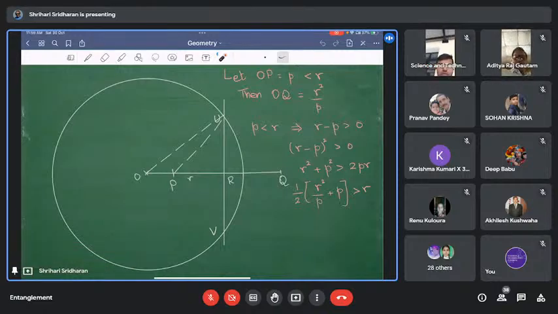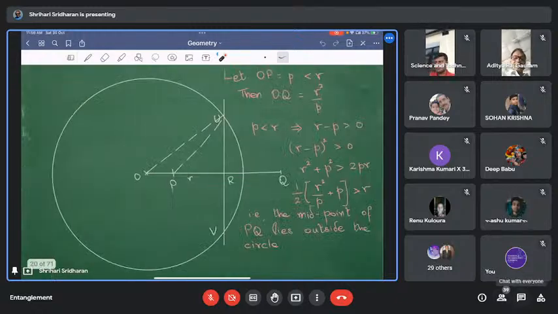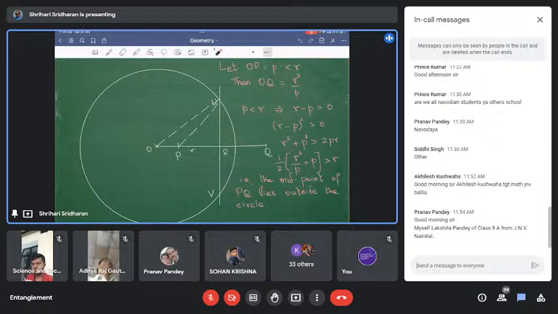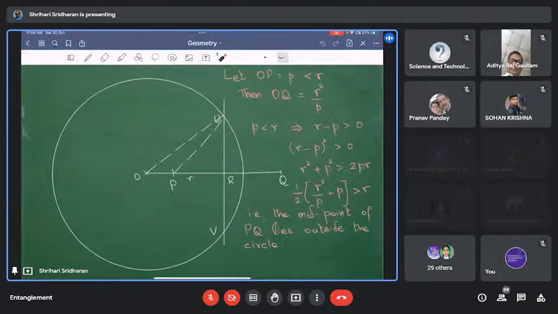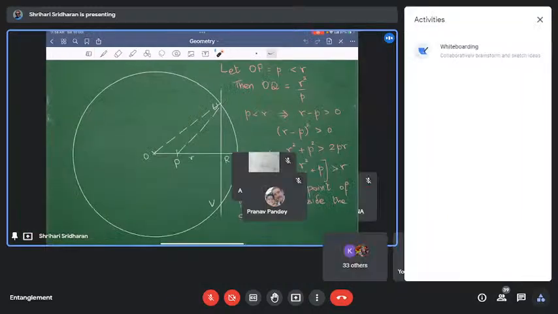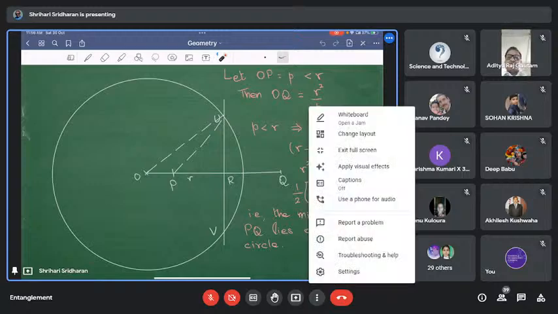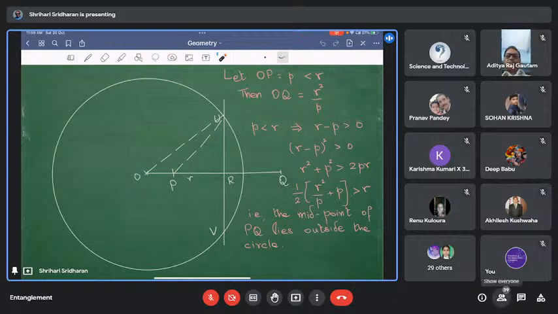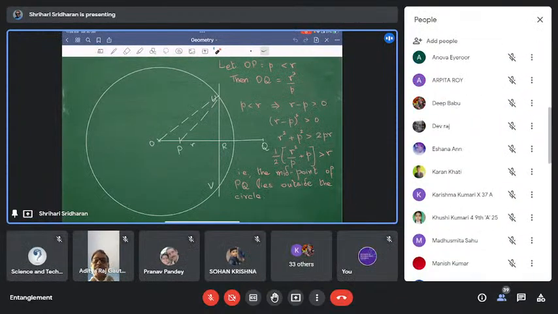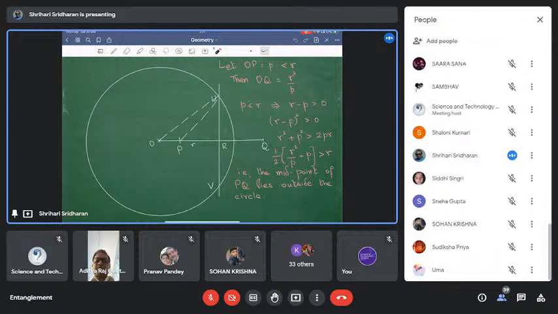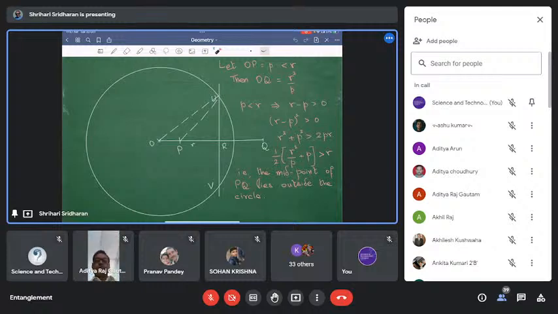What do you mean by telling half of r squared by p plus p is bigger than r? What is little p and what is r squared by p? Recall that your little p is the distance OP and your r squared by p is OQ. So when you take half of r squared by p plus p, you're actually calculating the distance from O to the midpoint of PQ. So what this means, being bigger than r, is that the midpoint of PQ should lie outside the circle. We took the midpoint of PQ to lie inside the circle of radius r.